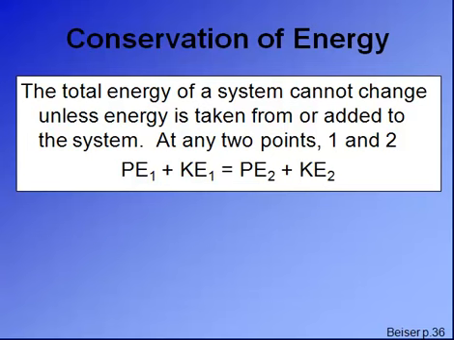A good example of this would be a roller coaster, right? You're up at the top of the hill of the roller coaster. You're moving very, very slow. So you have very small kinetic energy, but you're way up in the air, so you got lots of potential energy, right? When you add those together, you'll get a number.